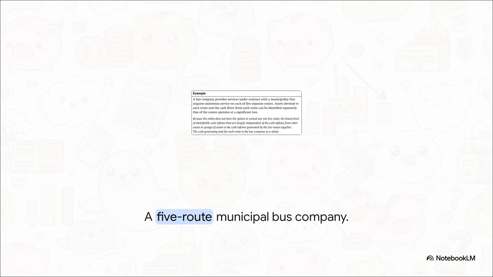Makes sense, right? Or take a municipal bus company that's mandated by contract to run 5 specific routes. Let's say 4 of those routes are highly profitable, but 1 operates at a massive loss. Because the company doesn't actually have the option to just shut down that losing route, the individual routes can't be separated. Therefore, the entire 5-route network becomes our single cash-generating unit for impairment testing.